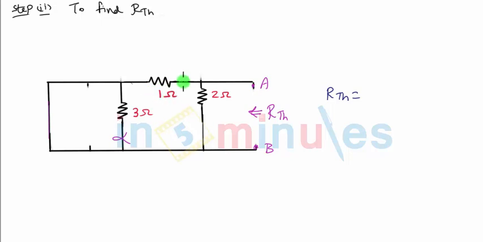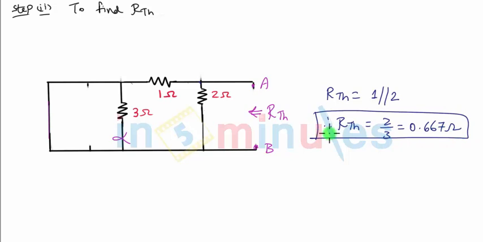Now look at this 1 ohm resistance. This point and the 2 ohm resistance upper point are both connected to each other, and the other end of 1 ohm is connected to the other end of the 2 ohm resistance. That means both 1 ohm and 2 ohm resistance are in parallel. So my RTH will be nothing but 1 parallel 2. Therefore RTH will be equal to 2 by 3 ohms, which is nothing but 0.667 ohms. So that's my answer to the second step, where we have got the value of RTH.